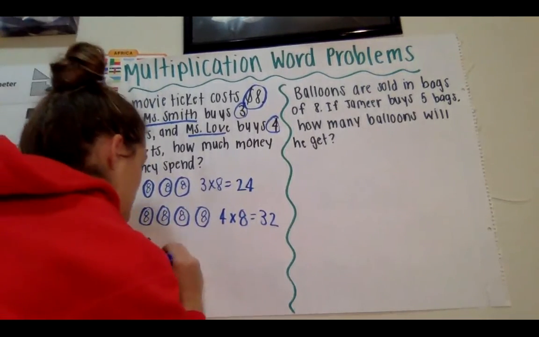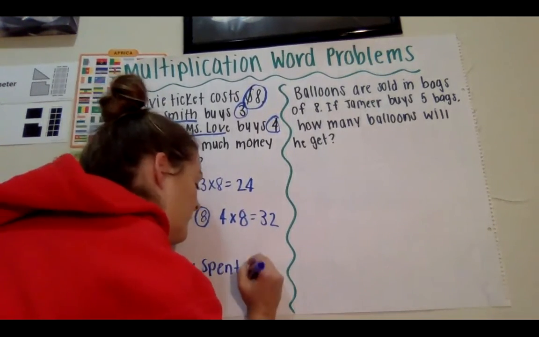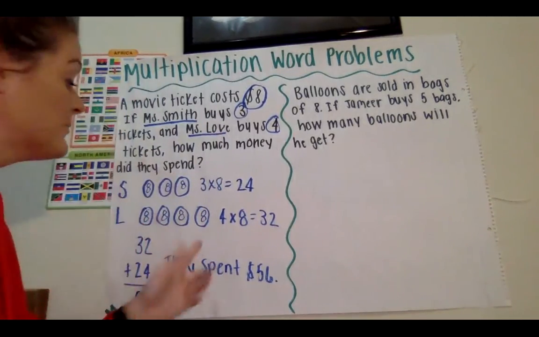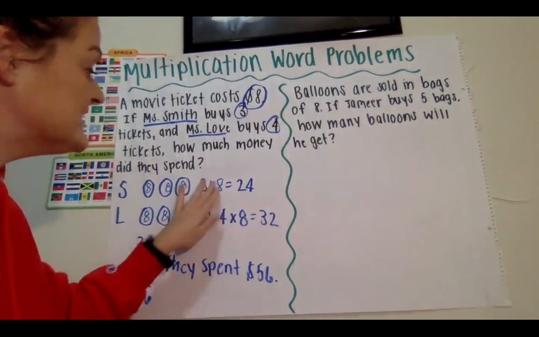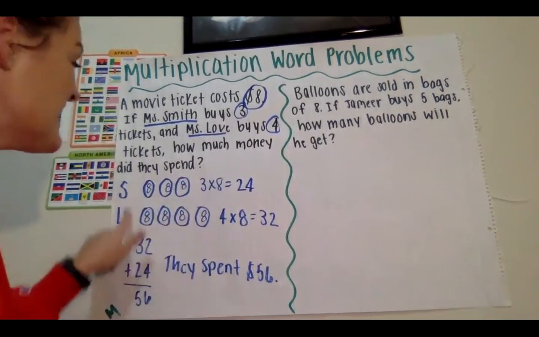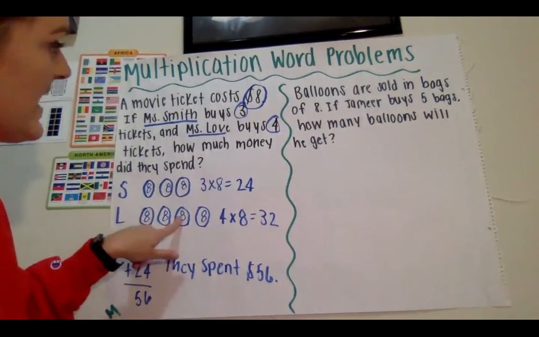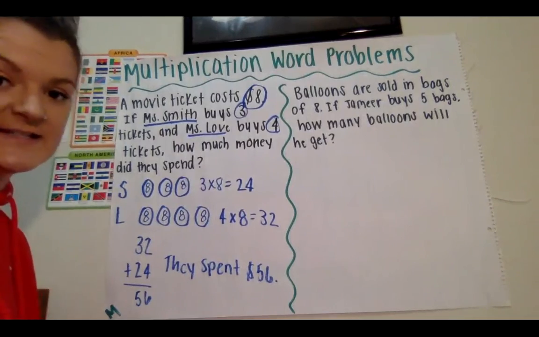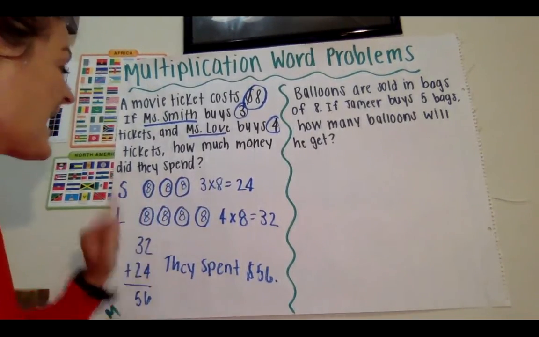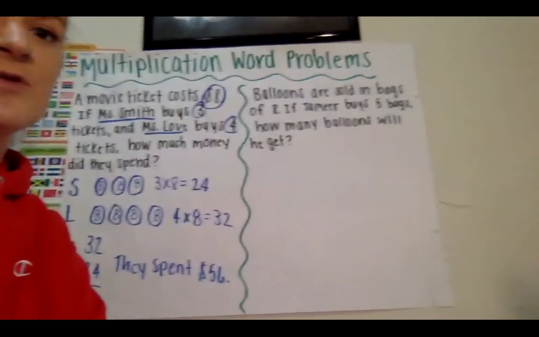So they spent $56. And notice how I added the money sign in front because I want to make sure I label my unit. It was dollars. Now, if I didn't want to keep them separate though, I could just put my whole model together and count by 8s 7 times because now there's 7 groups. 8, 16, 24, 32, 40, 48, 56, and I still get 56. So the strategy I used for this problem was I did equal groups and I did a little bit of skip counting.